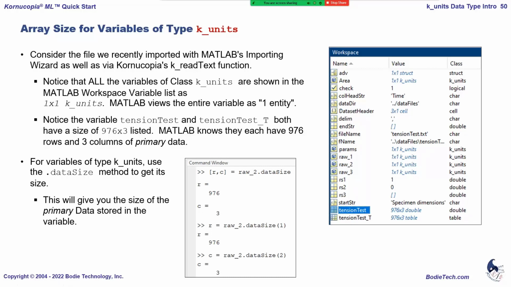Kornucopia solves that problem for you with the .data size method. That method will give you the data size of a K-units type variable. So if I do something like this with 2 variables on the left, representing rows and columns, that could be A and B, it doesn't have to be R and C, that will give you what the data size is, 976 by 3. If you want just the rows, you would put a parenthesis 1. If you want just the columns, it'd be parenthesis 2. So this would be the typical way in Kornucopia to get the number of rows and columns in a variable.